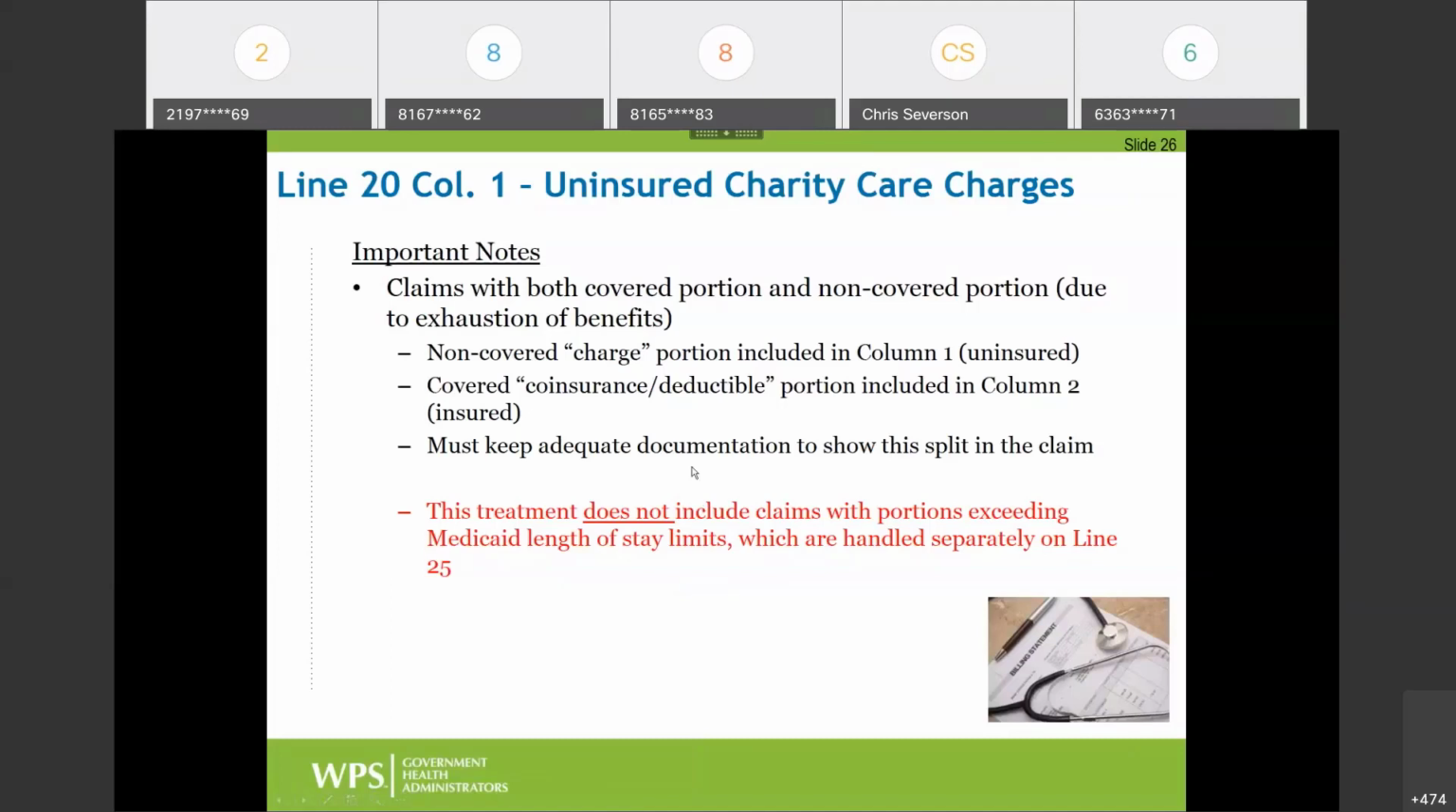There has to be adequate documentation to show how that claim was split into 2 things. By the way, the same thing could happen if part of the claim was written off as charity care and another part was written off as bad debt. We need to see that documentation. It'll flag as duplicate, but we'll dig deeper to find out what the deal is with it. Just another reminder that this does not include Medicaid length of stay limits. Those are handled on line 25.